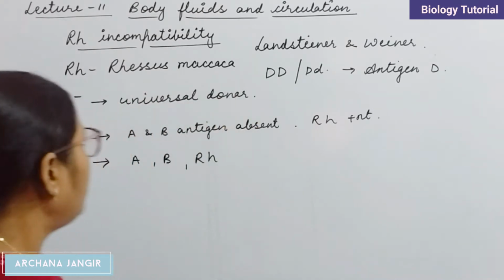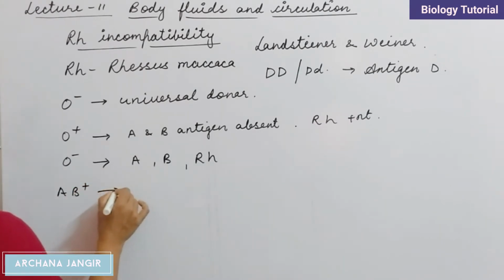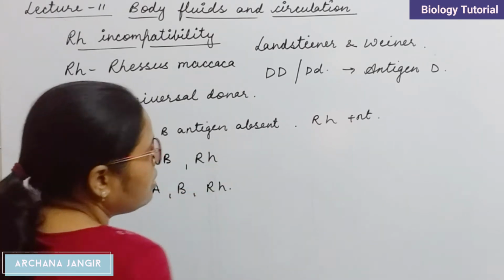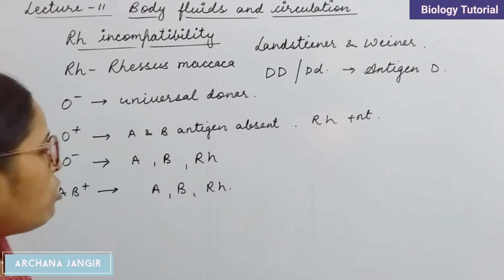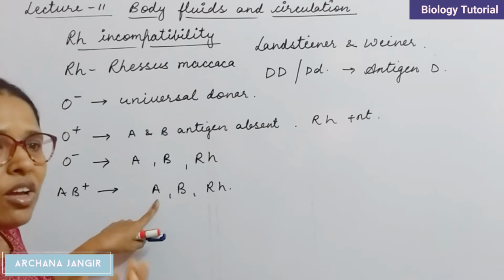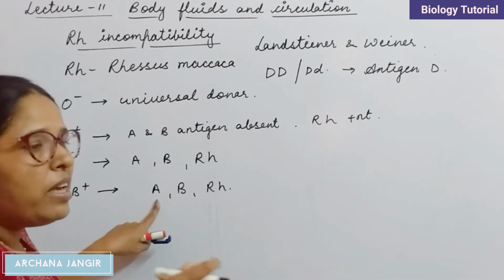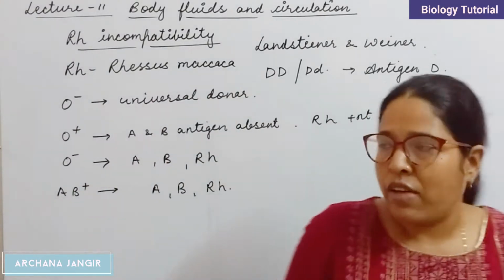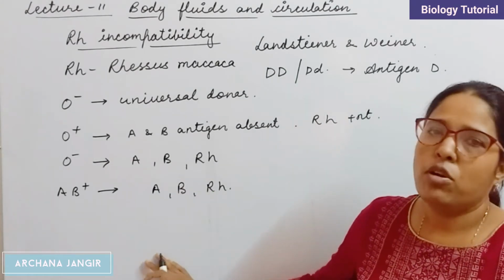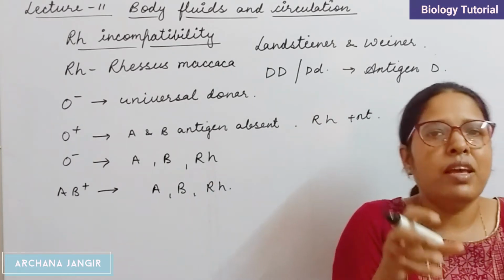Clear? Next one is AB positive. We know that in AB positive, A, B and Rh, all these three antigen are present. So this is having all the three types of antigen. That's why any one type of antigen coming in its body behaves like self, because it is having all the three types of antigen. So any blood coming into this body, because it is having all the antigens, that's why its body behaves like self.